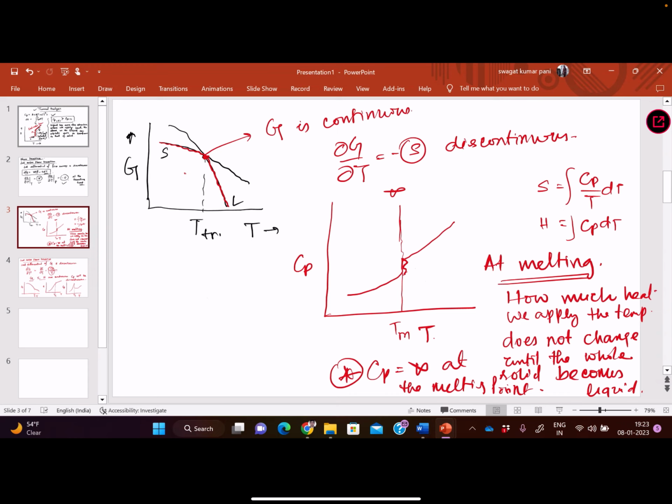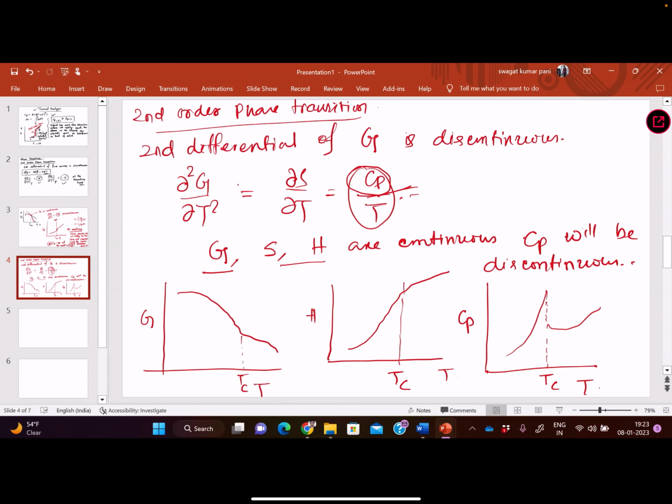See here what happened. Here Cp is continuous, here continuous. At the melting point in the first order transition, Cp becomes infinite, but in the second order transition it is something like this. It goes to some value, then suddenly it drops and it goes like this. So typically this happens. So what are the examples of second order?